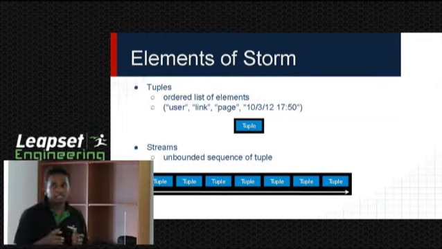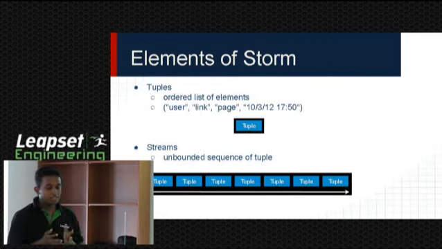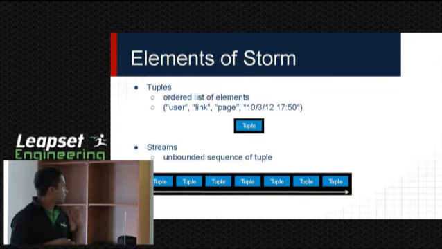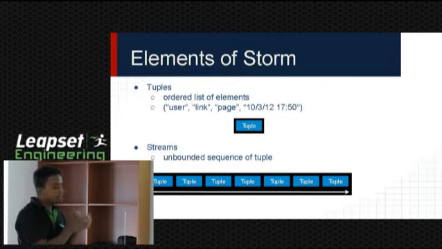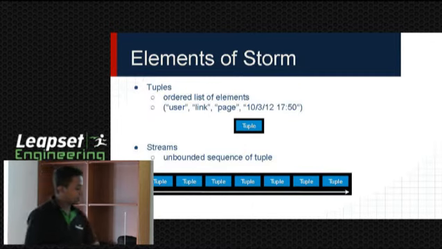Say we have a large website like Amazon.com. We need to analyze clicks of the users. So for each click, we can generate a tuple which contains information like user ID, the link, the current page the user is in, and the date and time. So with time we will receive a stream of these tuples.